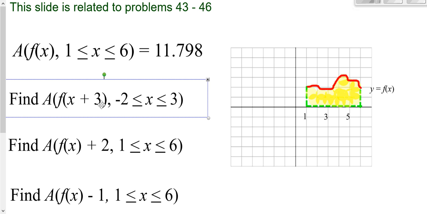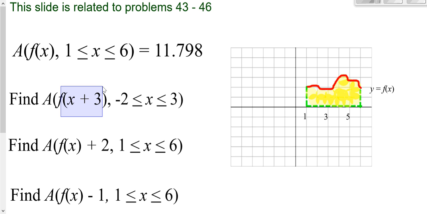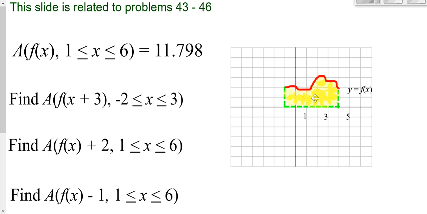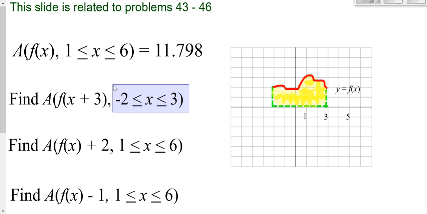So now you need to think about, what does this plus 3 do to your graph? The plus 3 is hanging out with the x, so you should remember from pre-calc in algebra 2 that it moves your graph sideways. In this case, it would move it 3 units to the left. If we are moving it 3 units to the left, you can see that the area gets moved over to -2 and only goes to the right to 3. So that's why our domain changes.